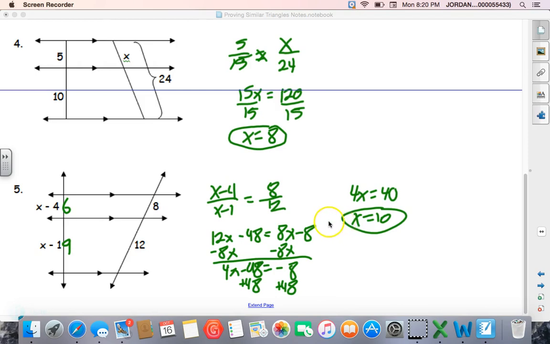But again, that just tells us x. If you want to know the actual segment lengths, you have to plug x back in, because this segment is whatever x is, but 4 less, right? We take away 4. So you take away 4 from 10, that leaves 6. Right here, take away 1 from 10, that leaves 9. So that'll tell us those two side lengths.